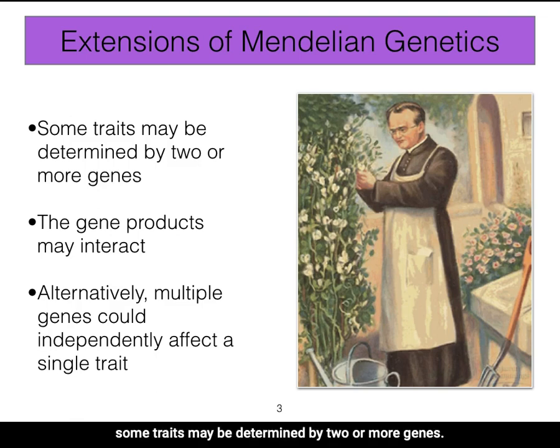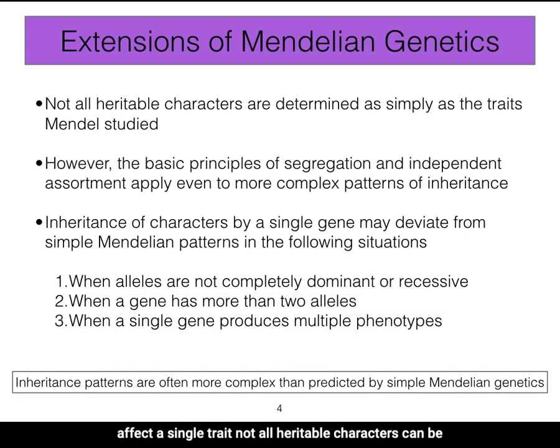Some traits may be determined by two or more genes, not just a single gene, as Mendel reported when he was looking at the pea plants. Gene products may interact, and this could affect phenotype. Alternatively, multiple genes could independently affect a single trait. Not all heritable characters can be explained by the simple crosses for the traits that Mendel studied.